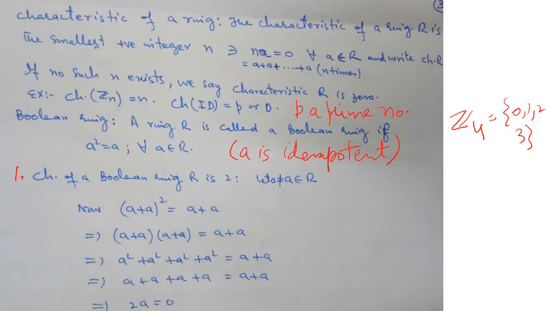But (a plus a) square is (a plus a) into (a plus a), which is equal to a plus a. Here when we calculate it, it will be a square plus a square plus a square plus a square equals a plus a, but a square is again a, using the same fact that a square equals a. So a plus a plus a plus a equals a plus a, and from this we get 2a equals 0. So the characteristic of a Boolean ring is 2.